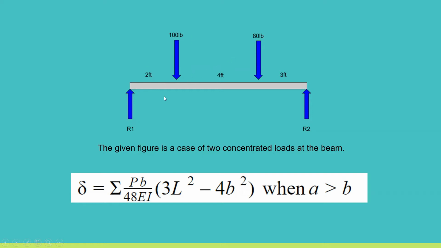However, with our 100-pound force, we cannot apply that since at its left side we only have 2 feet and at its right it has 4 feet plus 3 feet, which is 7 feet. Therefore, we can use this as our a and this as our b. Therefore, 7 is greater than 2.